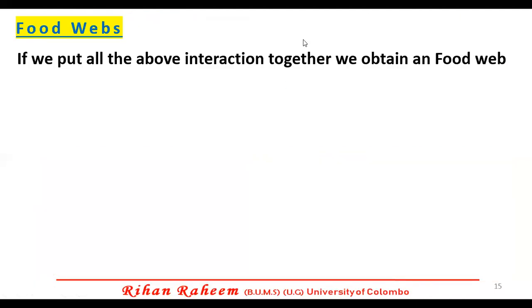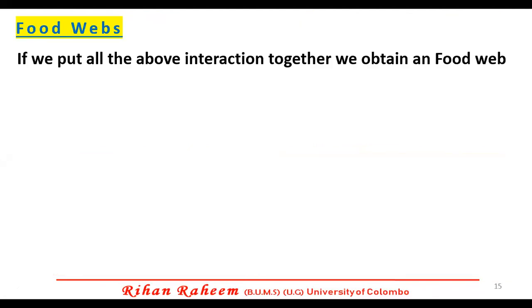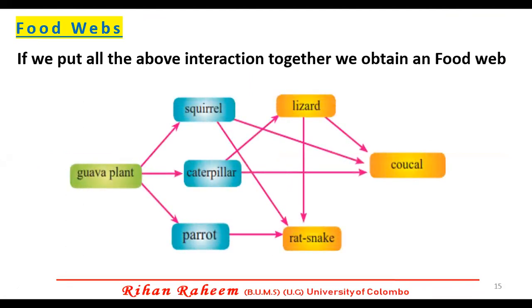Good. Now we saw some connections, and we will put all these connections together. If we put all the above interactions together, we obtain a food web. Whatever examples we saw, the guava plant, the squirrel, the caterpillar, the parrot, the lizard, the snake, the cockle, all those things we are putting into one group. When you put everything into one group, it becomes like a spider web. This is known as the food web.